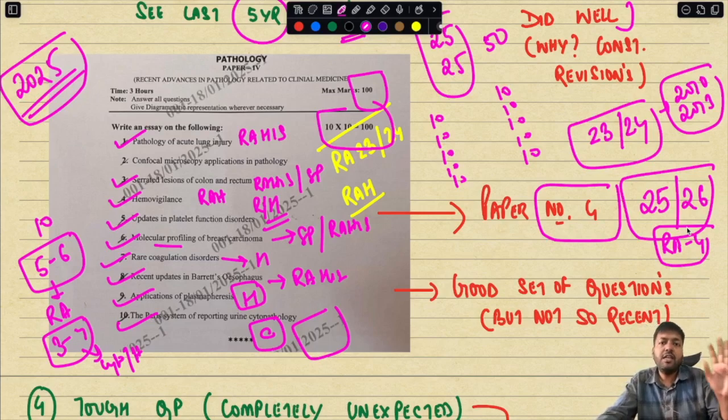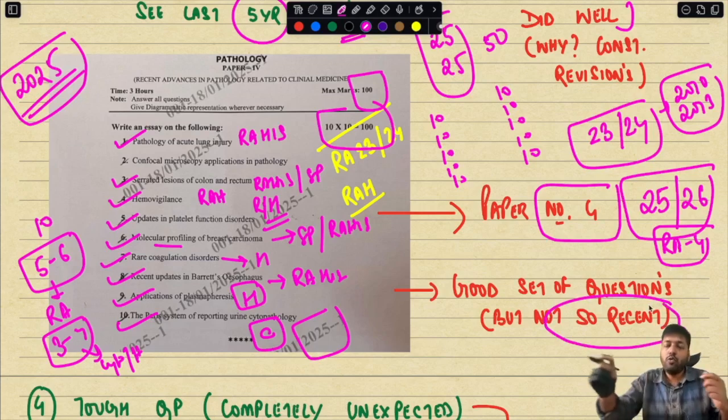So again, what message are you getting from here? Questions from the different papers 1, 2, 3 can come in other sections. That is number one. Second, it is not that because recent advanced 25 and 26 have come, I will not read 23 and 24. This is a very easy paper, a good set of questions, but it is not very recent. So we have to know about the future and the past as well.